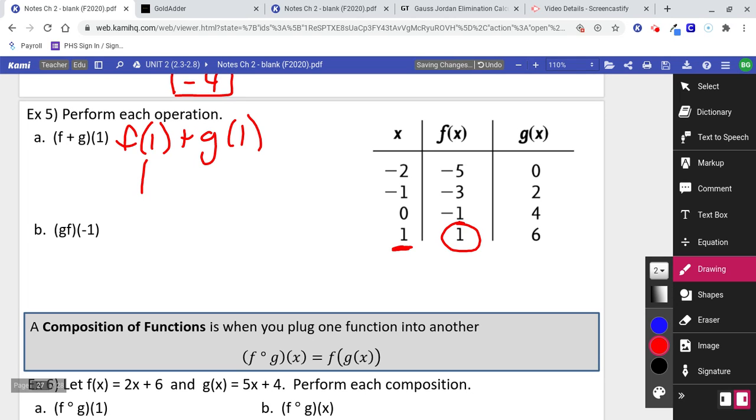g of 1 is this number 6 right here. All that says to do is 1 plus 6 is 7.